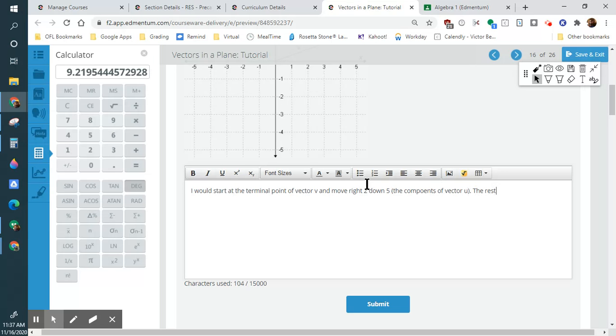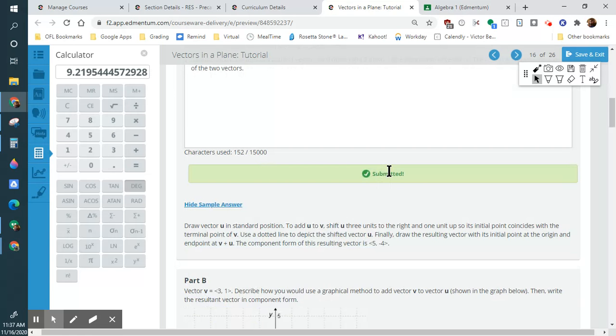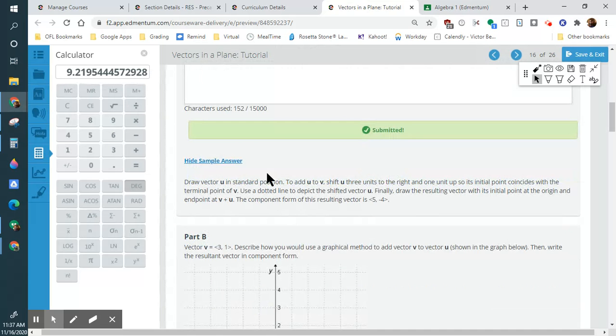The resulting vector is the sum of the two vectors. I'm basically just saying that by doing this, that ends up being the vectors added together. Let's see what they said. Draw the 3 units. Basically the same thing I did. They just worded it a lot differently.